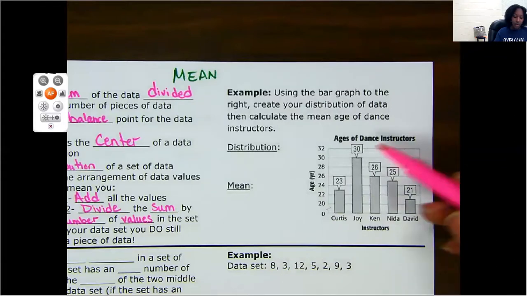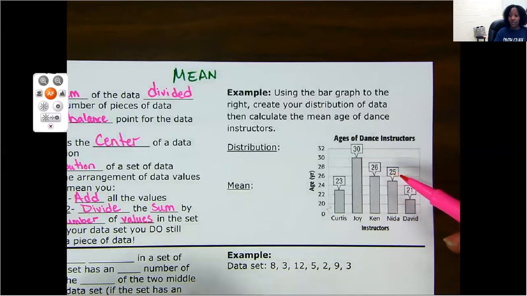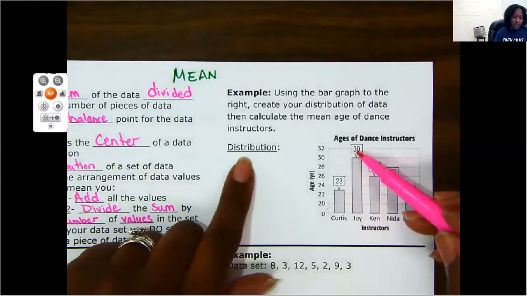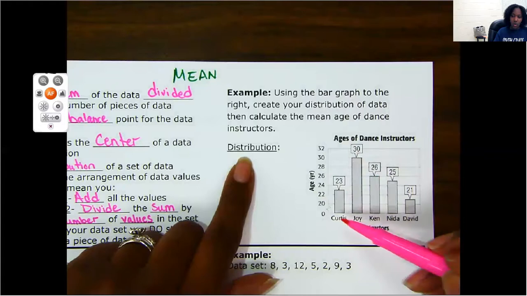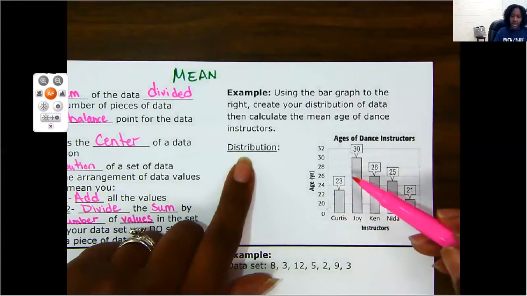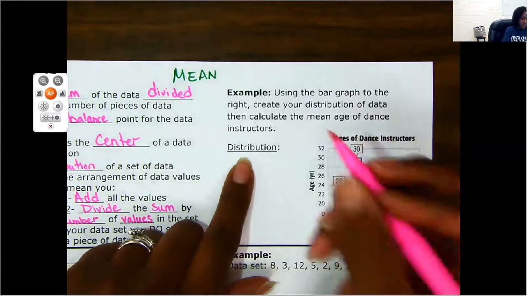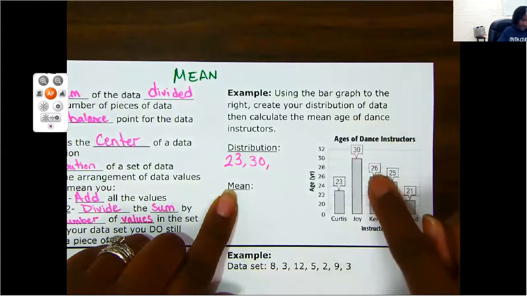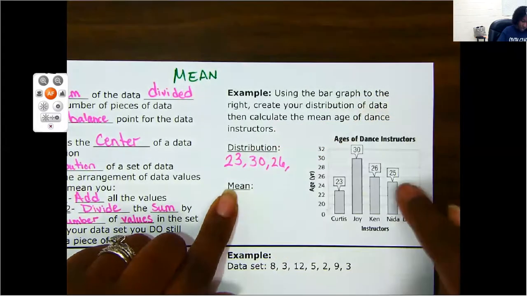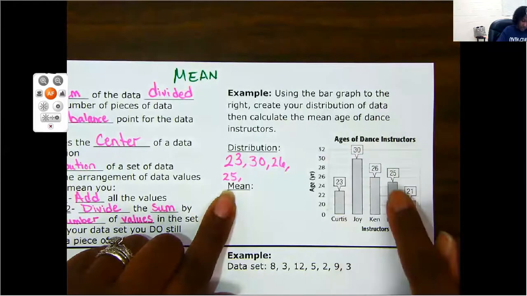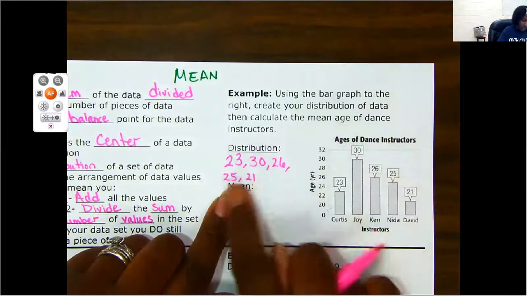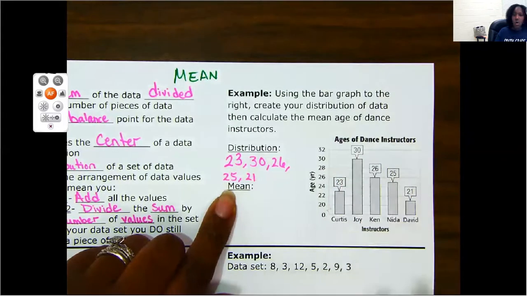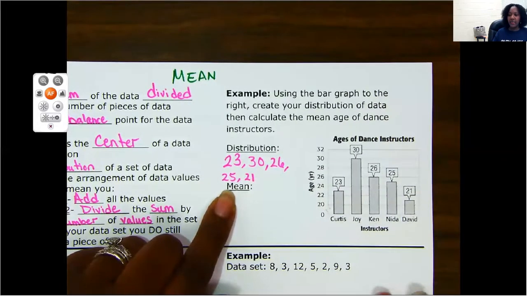Now let's take a look at this example that they have for us over here. It says, using the bar graph to the right, create your distribution of data, then calculate the mean age of dance instructors. So our distribution is the numbers that we see right here. Here are instructors at the bottom, and these are their ages. So our distribution is 23, 30, 26, 25, and 21. 1, 2, 3, 4, 5. Always double check to make sure you got all your pieces of data.